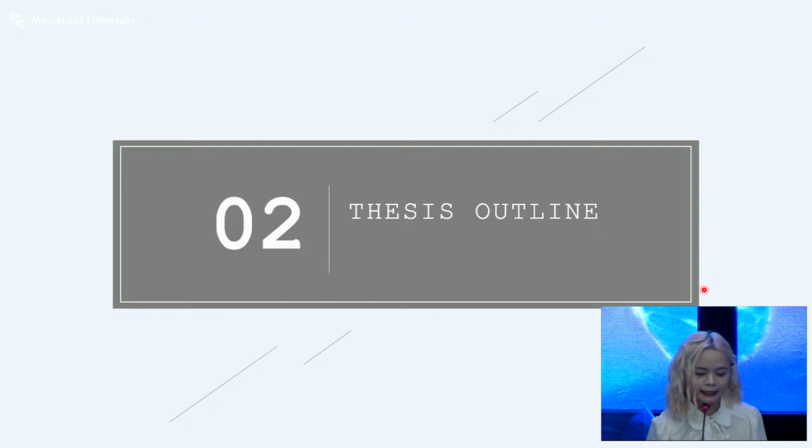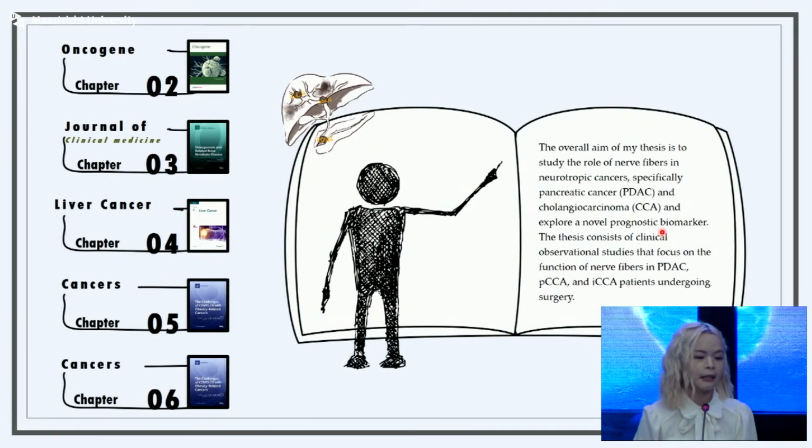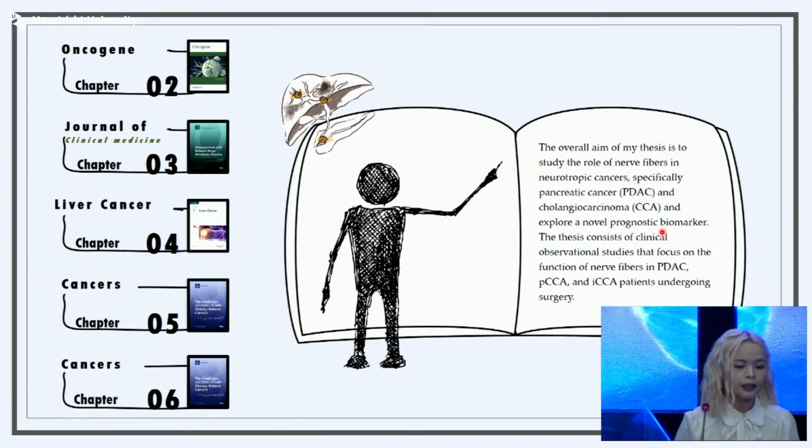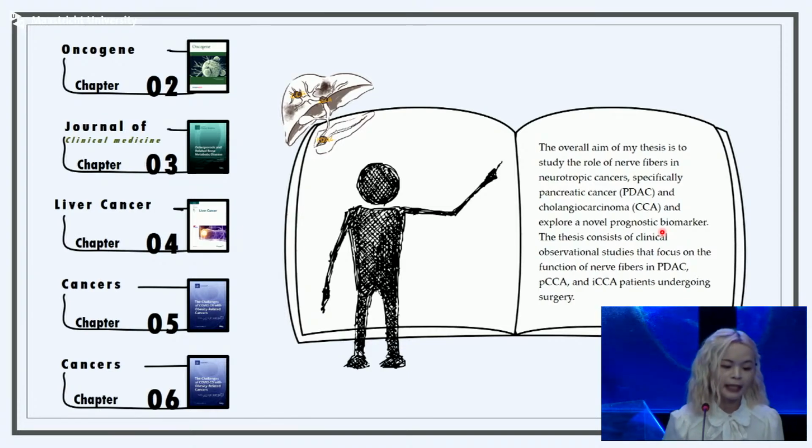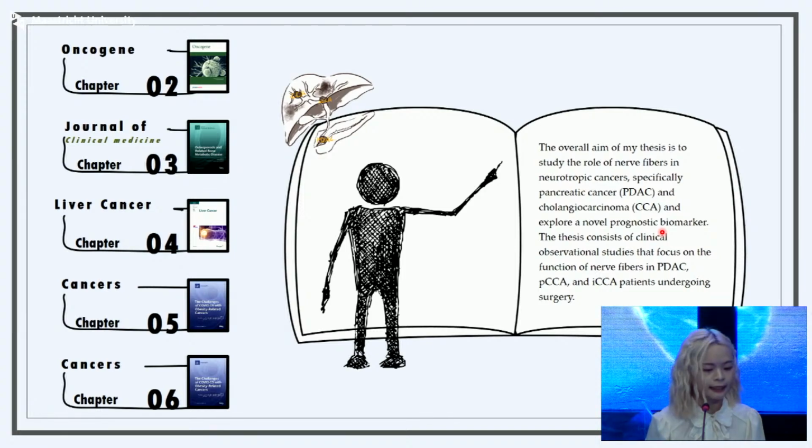Now let's look at the thesis outline together. So the overall aim of my thesis is to study the role of nerve fibers in neurotropic cancer, specifically PDAC and CCA, and explore a novel prognostic biomarker. This thesis consists of clinical observational studies that focus on the function of nerve fibers in PDAC, PCCA, and ICCA patients undergoing surgery.